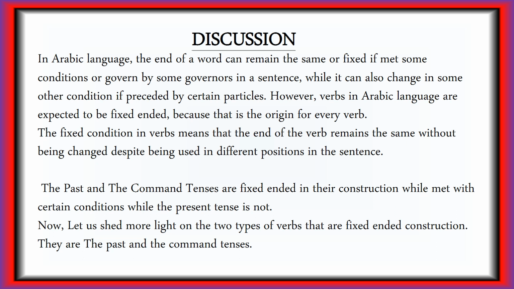The past and the command tenses are fixed-ended in their construction when met with certain conditions, while the present tense is not. Now, let us shed more light on the two types of verbs that are fixed-ended construction. They are the past and command tenses.